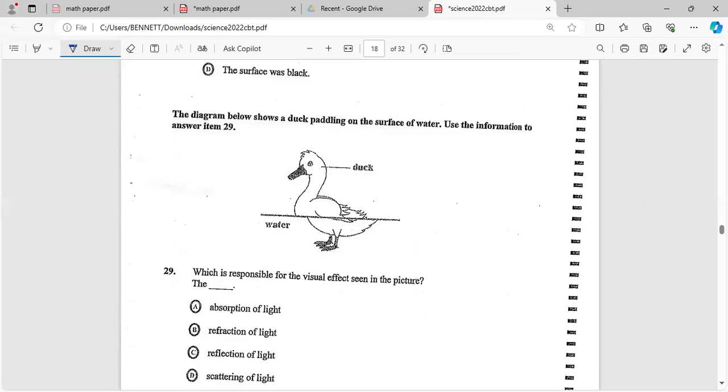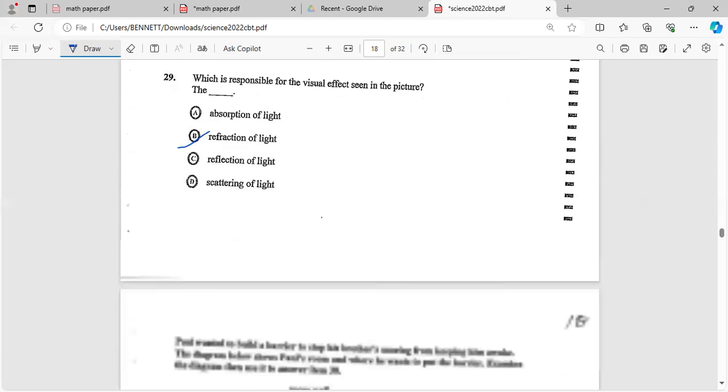Every year something like this comes on the exam, so look out for it, guys. They might change it, but it's refraction of light. Look out for it. They can put a pencil in the water. They can put something else. Just look out for it, alright?